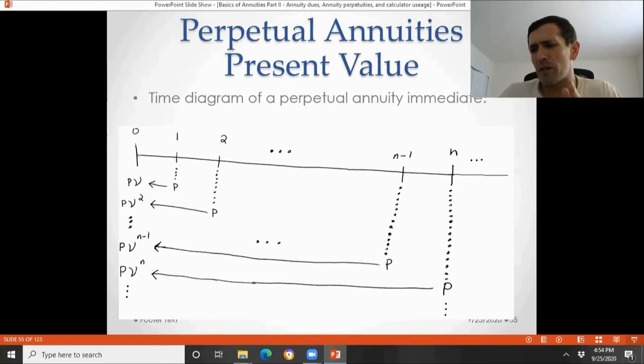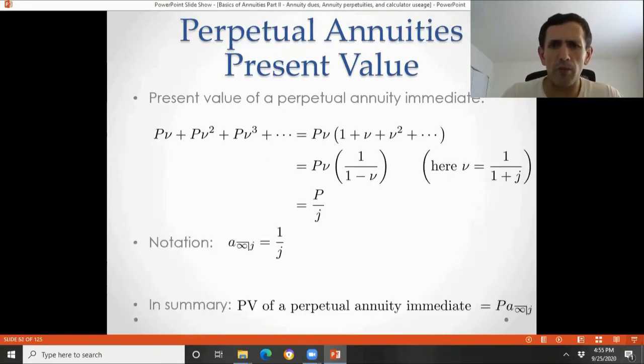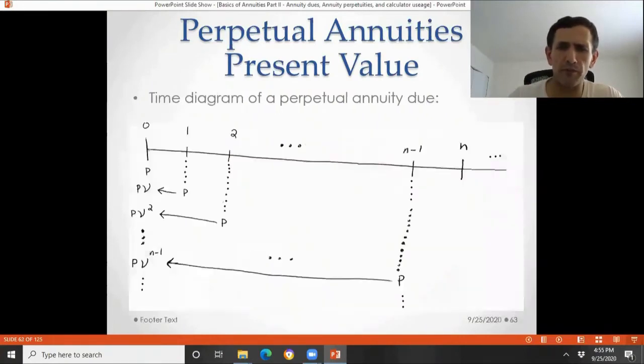This is like, if I remember correctly, the macroeconomic multiplier effect, where in theory you get an infinite geometric series, but it converges because each effect has less and less value. Anyway, so if we call A infinity j equal to 1 over j, you can interpret this as P equals 1, so it's the present value of a perpetual annuity immediate with payments of P per period. Then the formula is just P times A infinity j for the present value of an annuity immediate in perpetuity.